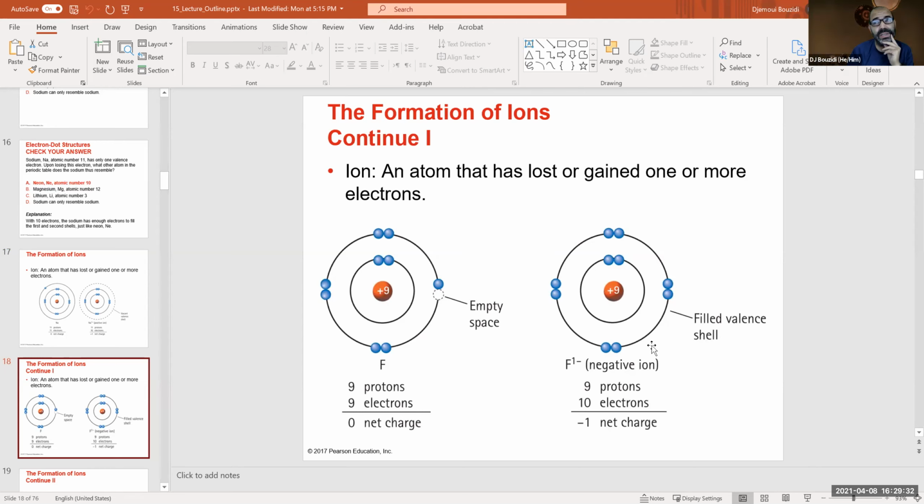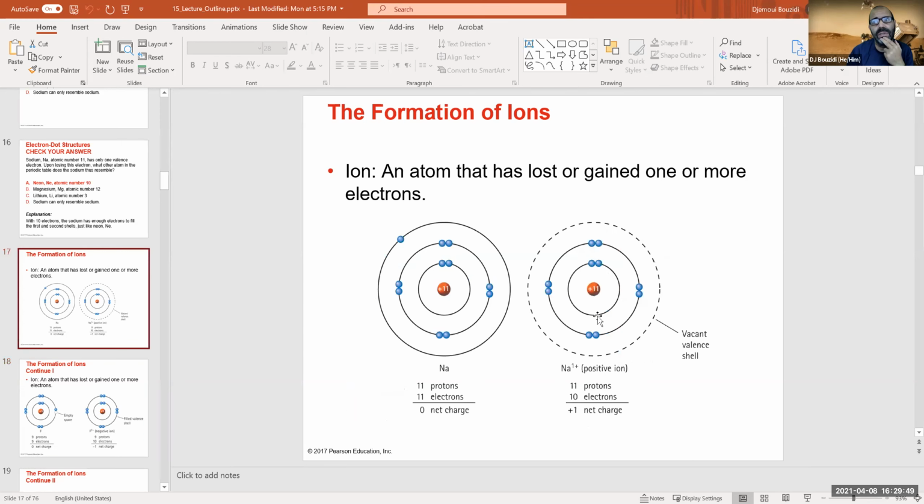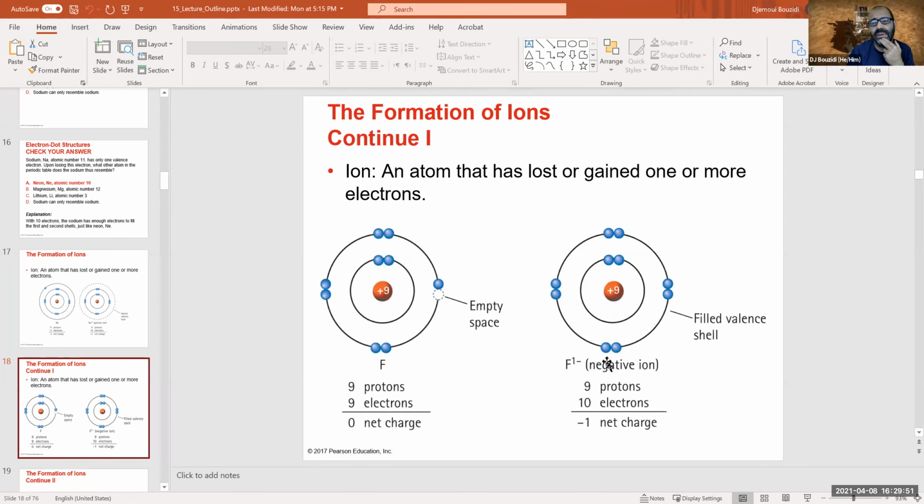Now it behaves just like the neon. This is exactly like neon. Since it gained it, it moved up to the neon. Okay, but it still has only 9 protons inside the nucleus. So there is a net negative charge now of -1. So both of this one and this one are actually ions. So this is a positive ion, this is a negative ion, okay?